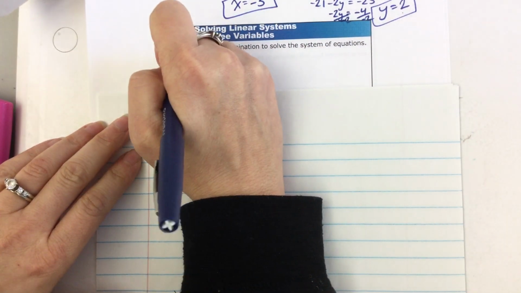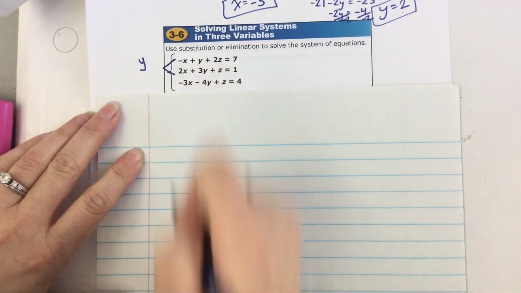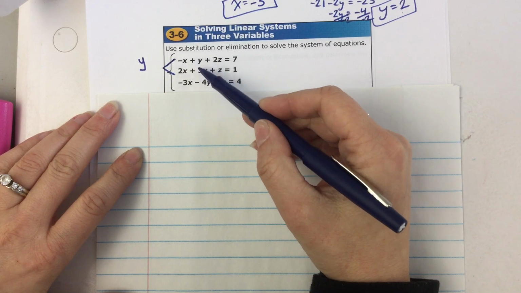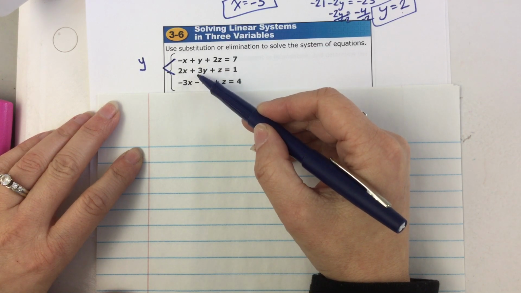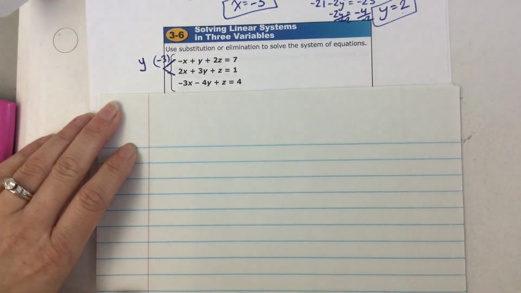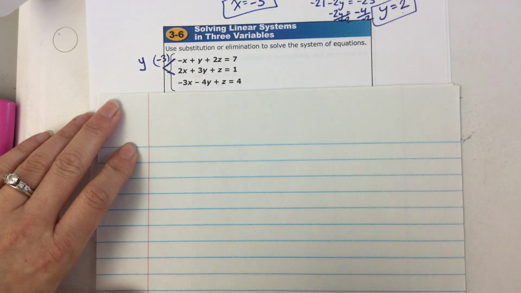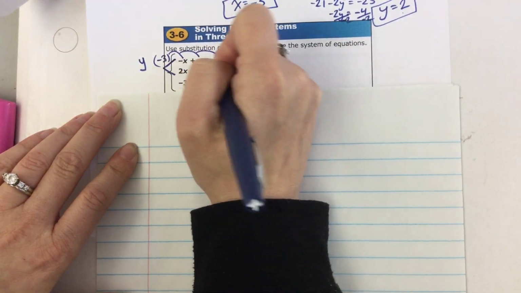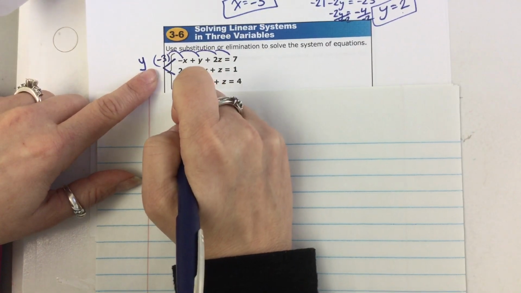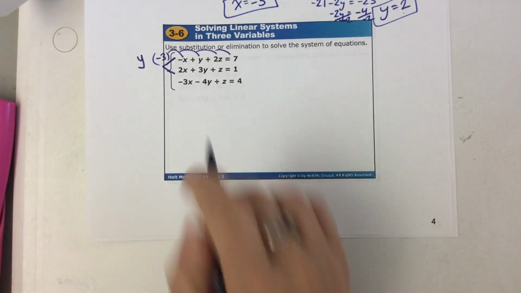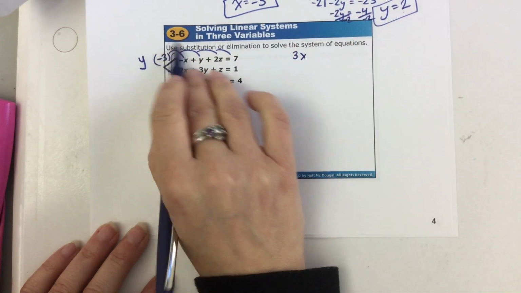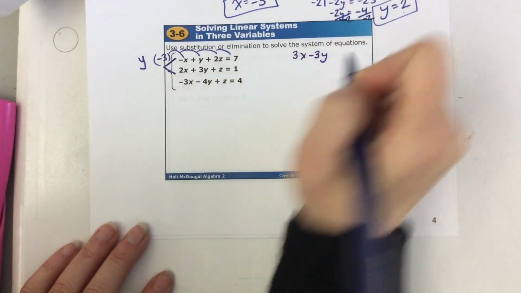If I take the top 2 and I want to cancel a y, that means I need opposites in front of y. This is a positive 3y, so this would need to be a negative 3y. To make that happen, I have to multiply everything on the top by negative 3. Every single value. I'm going to start right here. Negative 3 times negative x is positive 3x. Negative 3 times y is negative 3y.